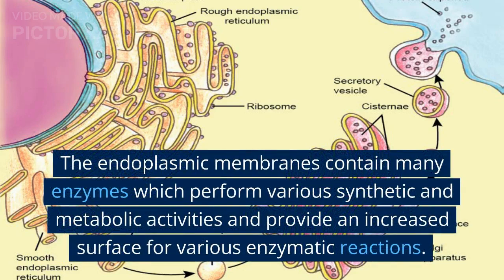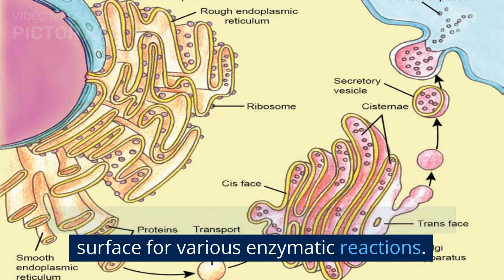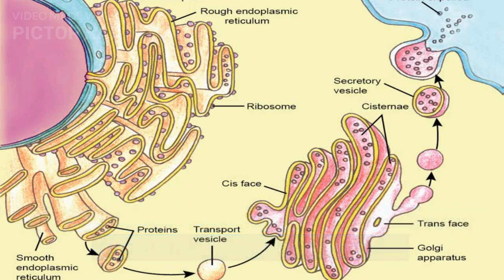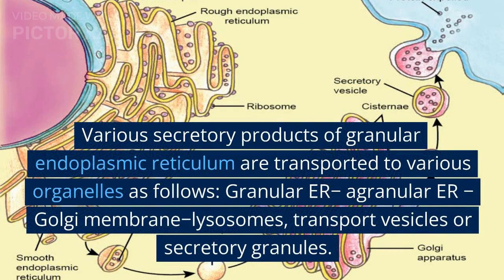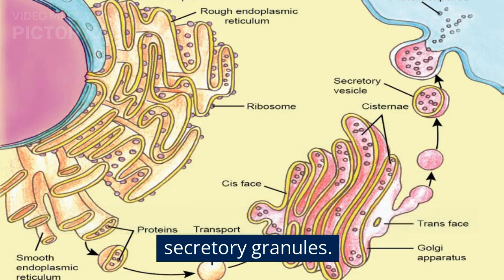The endoplasmic membranes contain many enzymes which perform various synthetic and metabolic activities and provide an increased surface for various enzymatic reactions. The endoplasmic reticulum acts as an intracellular circulatory or transporting system. Various secretory products of granular endoplasmic reticulum are transported to various organelles as follows: granular ER, agranular ER, Golgi membrane, lysosomes, transport vesicles or secretory granules.